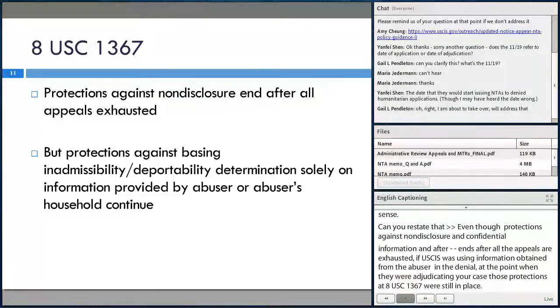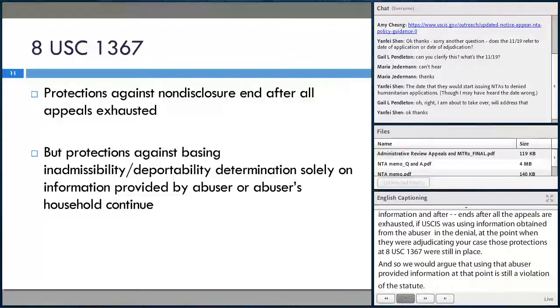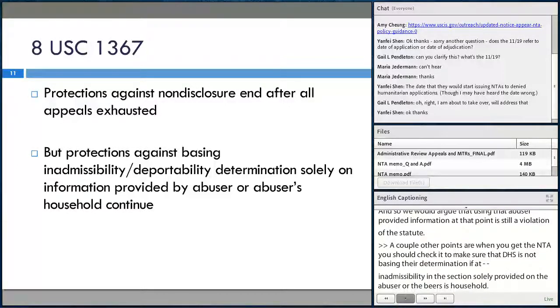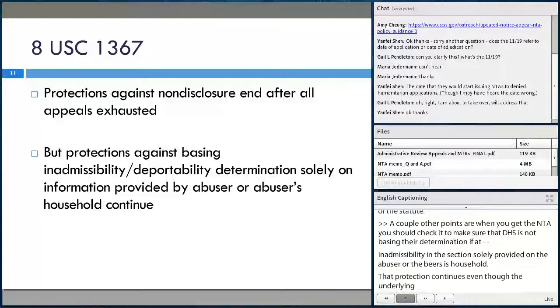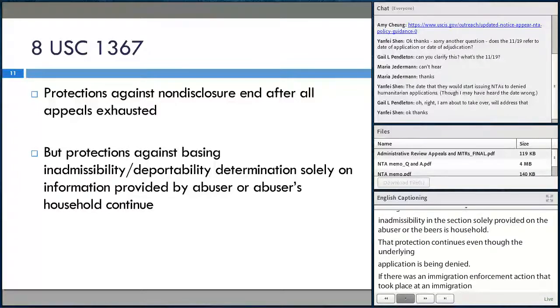A couple other points to keep in mind are that when you get the NTA, you should check it to make sure that DHS is not basing their determination of inadmissibility or deportability in the allegation section solely on information provided by the abuser or the abuser's household, because that protection continues even though the underlying application has been denied. And then if there was an immigration enforcement action that took place at a prohibited location under INA 239(e), you'll want to check the NTA to make sure that DHS has certified that they followed all of the procedures that are required when they're doing an enforcement action at a prohibited location.